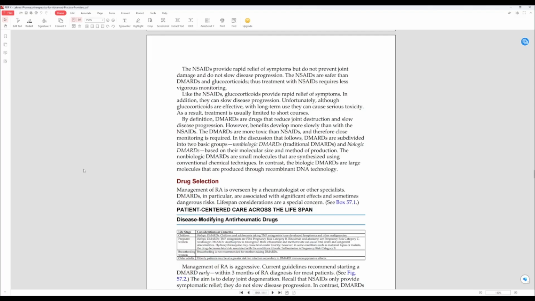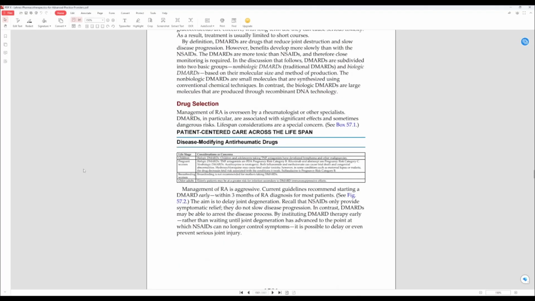However, benefits develop more slowly than with NSAIDs. The DMARDs are more toxic than NSAIDs, and therefore close monitoring is required. In the discussion that follows, DMARDs are subdivided into two basic groups: non-biologic DMARDs and biologic DMARDs, based on their molecular size and method of production. The non-biologic DMARDs are small molecules that are synthesized using conventional chemical techniques. In contrast, the biologic DMARDs are large molecules that are produced through recombinant DNA technology.